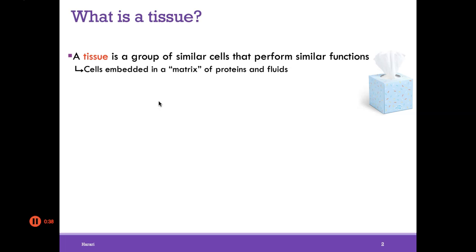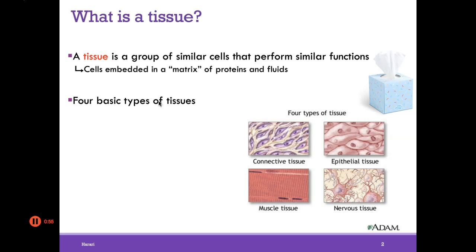These cells of a tissue are embedded in a matrix of proteins and fluids. Sometimes it's not necessarily a fluid, but more of a gel or a rubbery substance. But tissues, we're going to see, are just cells embedded in stuff. That's what a tissue is. There are four basic types of tissues that we'll discuss.